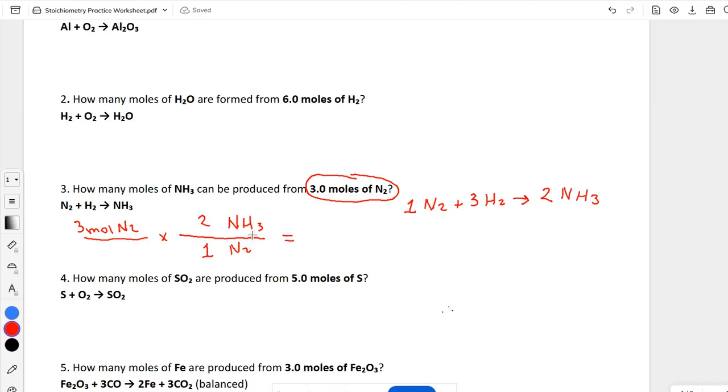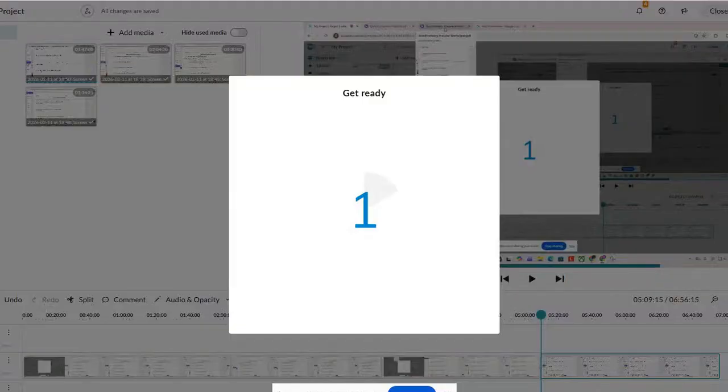Now it's just equals top times the top divided by the bottom. 3 times 2 is 6. 6 divided by 1 is still 6. So we will make 6 moles of NH3. There's 1.